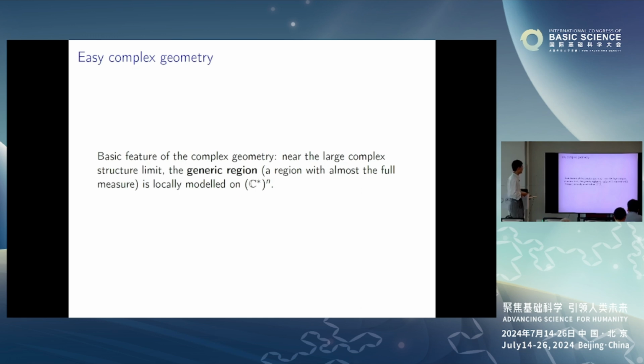Okay, so the relatively easy part is complex geometry, and skipping maybe all the details, what you need to know is that you can write down local charts which cover almost the entire manifold, but not every part of the manifold. And the local model is just (C*)^n. This is a feature of the large complex structure limit, that you can find those charts which essentially give you (C*)^n charts.